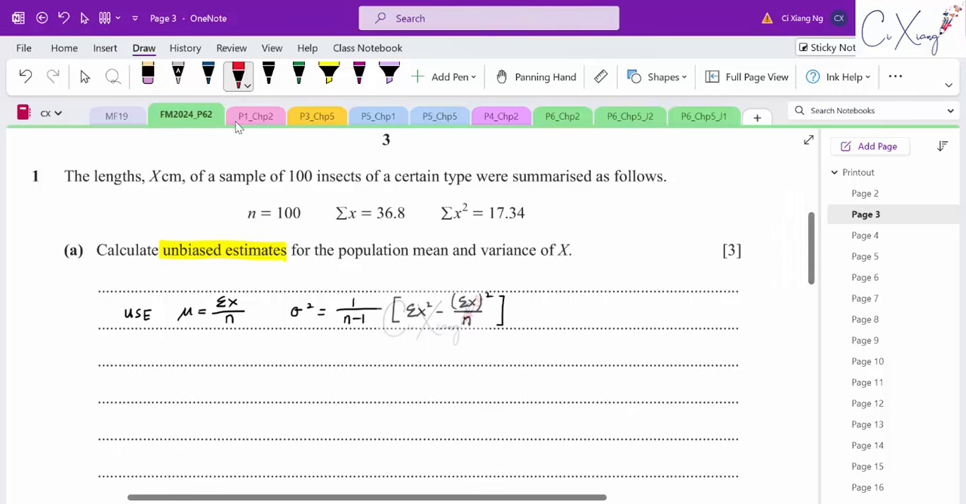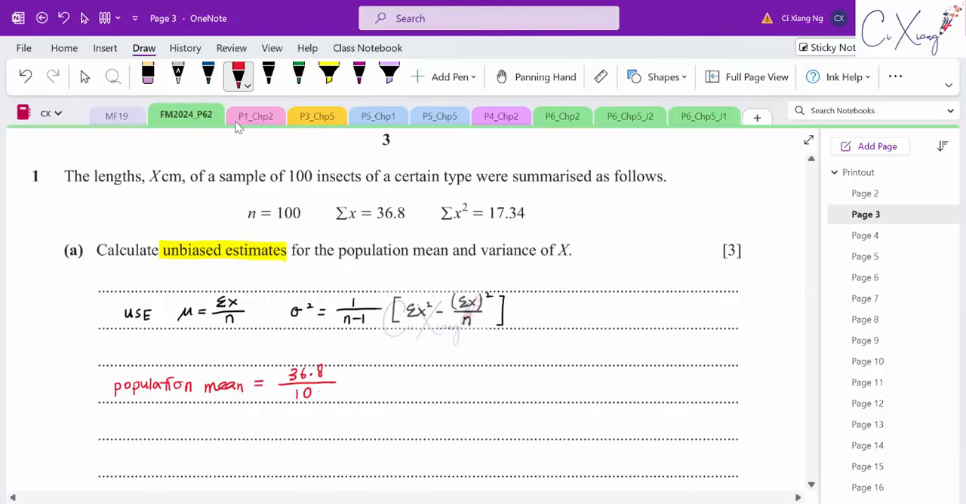Let's start with the mean first. To calculate the unbiased estimated population mean, the formula is summation of x, which is 36.8, divided by 100. So we have 0.368. It's very straightforward.